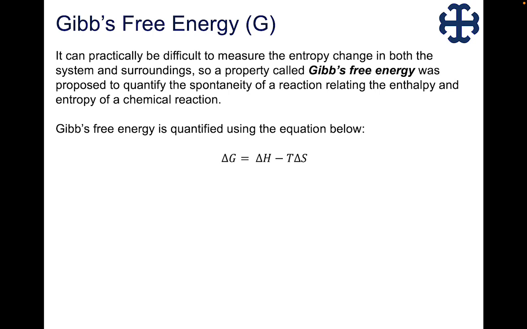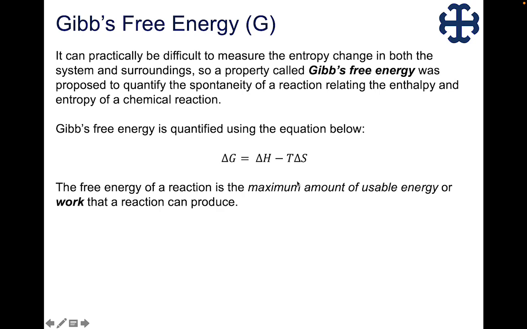We can do it using this equation here, where our Gibbs free energy, which we call delta G, is going to be equal to the change in enthalpy, delta H, minus T, which is our temperature in Kelvin, times delta S, right? So relatively simple.